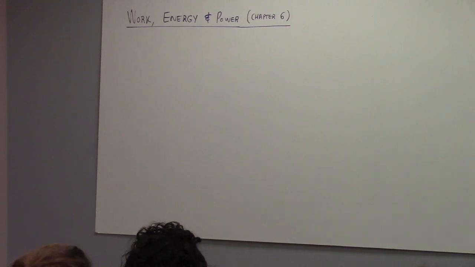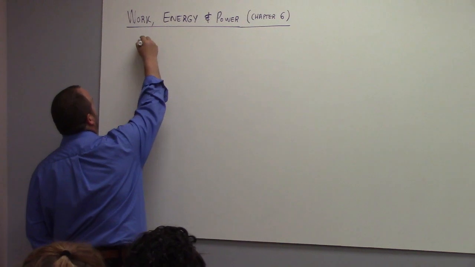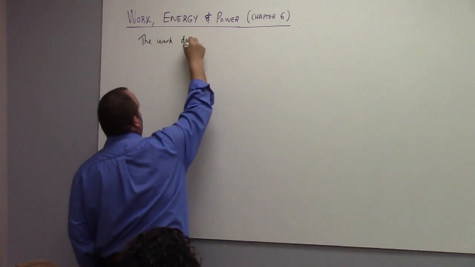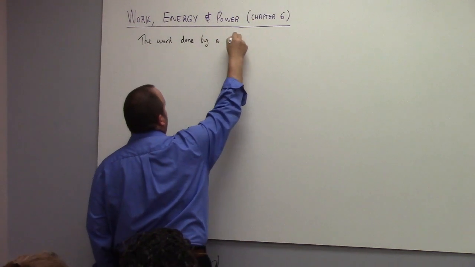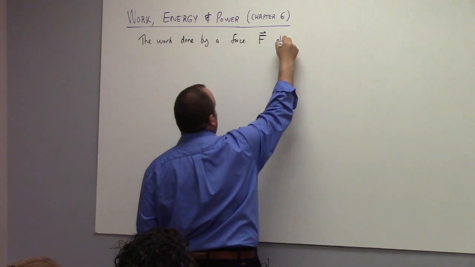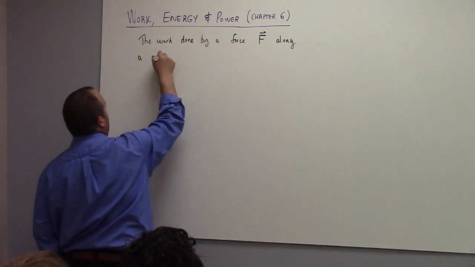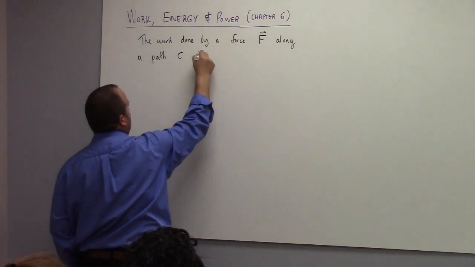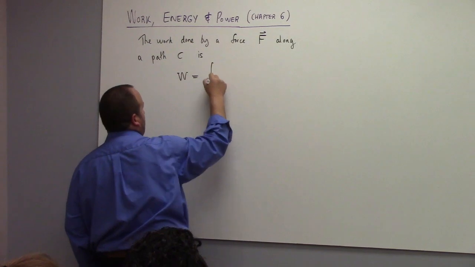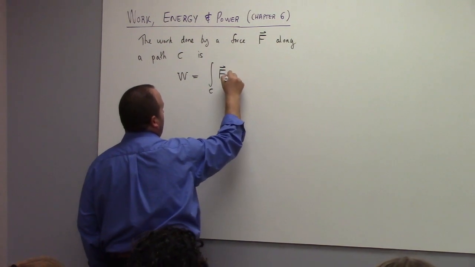And so I guess I should probably give you a definition of what is work. So here's what work is. The work done by a force F along a path C is the work, big W. It's the integral along C of F dot dr.